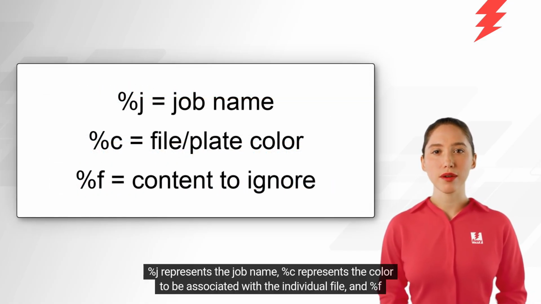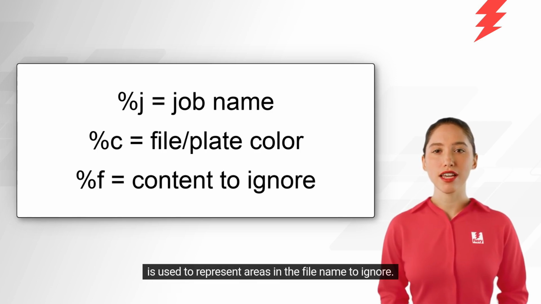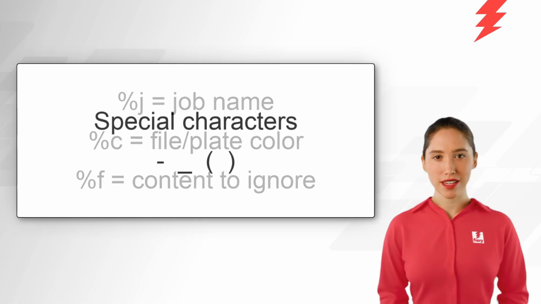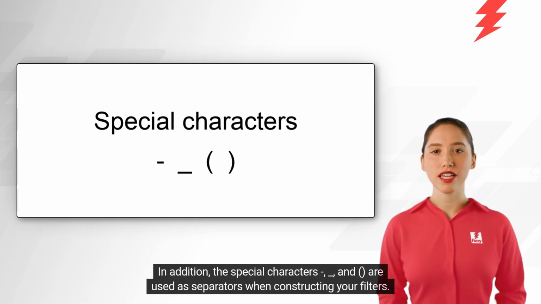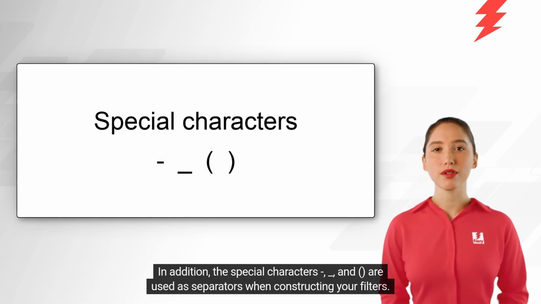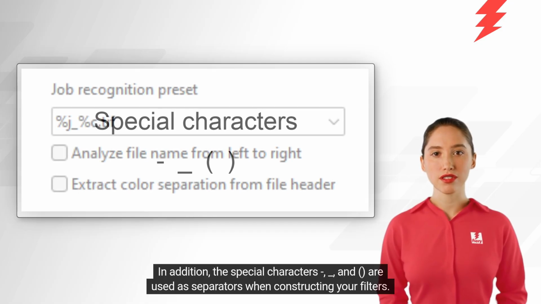%J represents the job name, %C represents the color to be associated with the individual file, and %F is used to represent areas in the file name to ignore. In addition, the special characters hyphen, underscore, and parentheses are used as separators when constructing your filters.